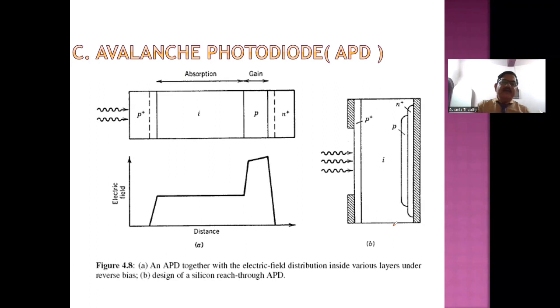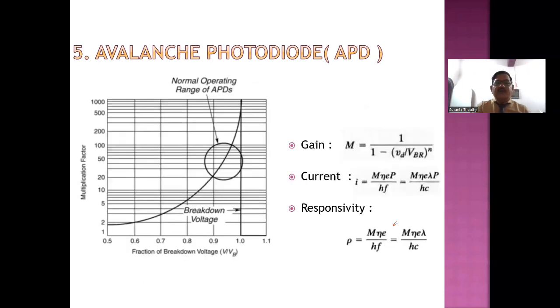So if you compare the current, the current will definitely be more in case of avalanche photodiode compared to your pin photodiode. You can make this current comparison here. For example, as I have said, if eta e P by h f is the current in case of a pin diode, then in case of your APD, your current will be M times more than that. That means M into eta e P by h f, where M is the gain in case of your APD, decided by this factor.